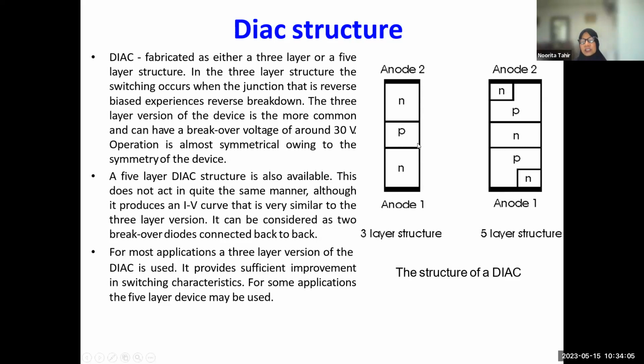The 3-layer version of the device is usually the common one, where it can have a breakdown voltage of around 30 volts, but sometimes we also have the 5-layer one. So that's the structure of our diac, this is how it is being fabricated. For most applications, a 3-layer version of a diac is sufficient for the switching characteristic. But there are times that they will use the 5-layer version for certain applications.